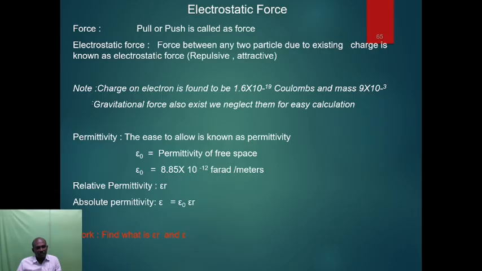Here we have some permittivity constants. Epsilon naught is the permittivity of free space, which is 8.85 into 10 power minus 12 farad per meter. Relative permittivity is epsilon r. Normally for free space or vacuum, epsilon r is 1. So we can write the observed permittivity epsilon as epsilon naught into epsilon r.